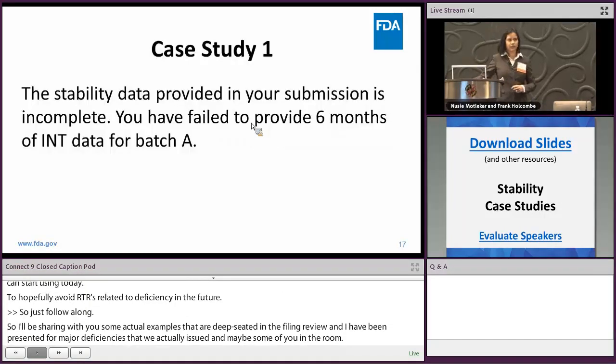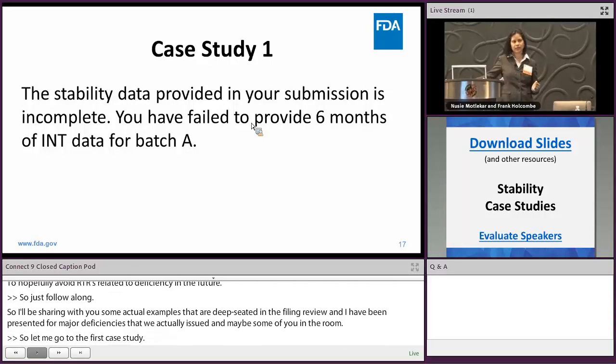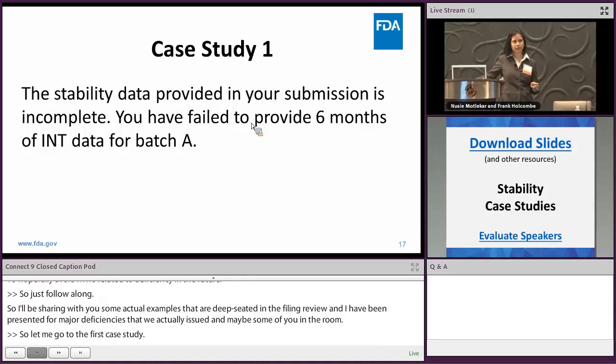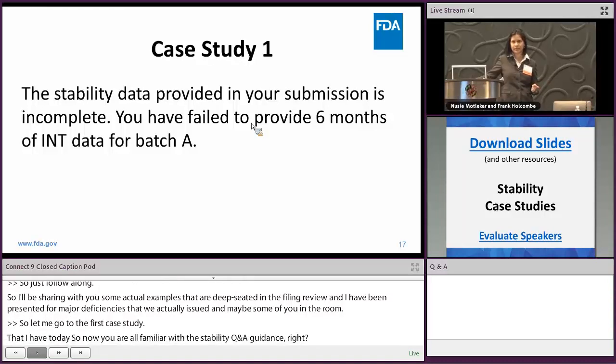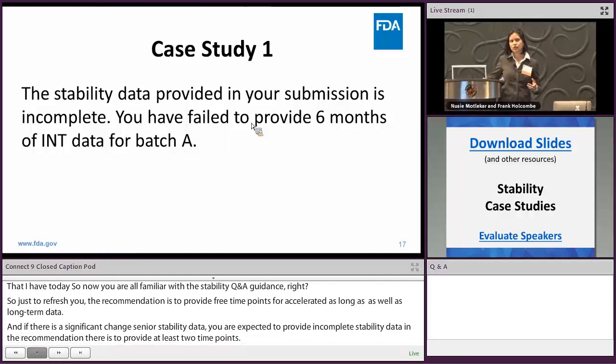So now you're all familiar with the stability Q&A guidance, right? Just to refresh you, the recommendation is to provide 3 time points for accelerated as well as long-term stability data. And if there's a significant change seen in your stability data, you are expected to provide intermediate stability data. And the recommendation there is to provide at least 2 time points. So a lot of times, based on this minimum 2 time point recommendation for intermediate stability data, a lot of firms will provide us with 0 and 4 month time points, thinking that they've met the minimum recommendation.